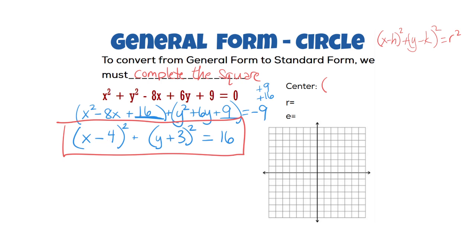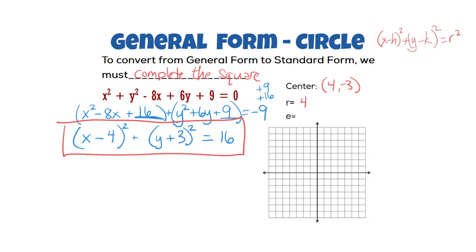Remember, inside the parentheses, you're going to do the opposite. So the center is going to be (4, -3). The equation is always equal to your radius squared. So 16 is my radius squared, so my radius must be 4.